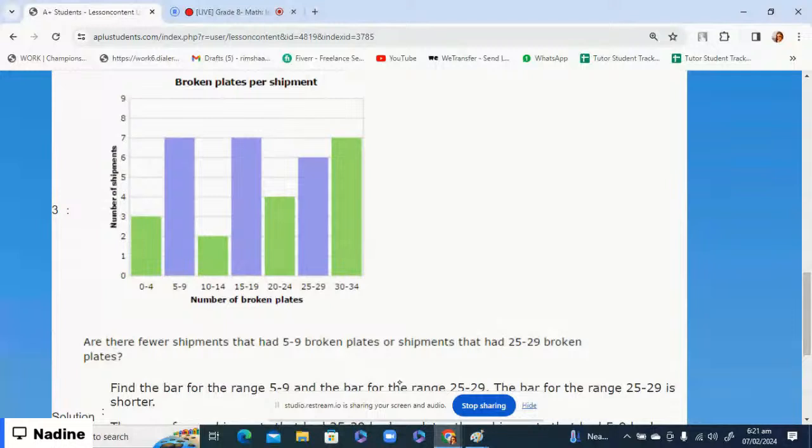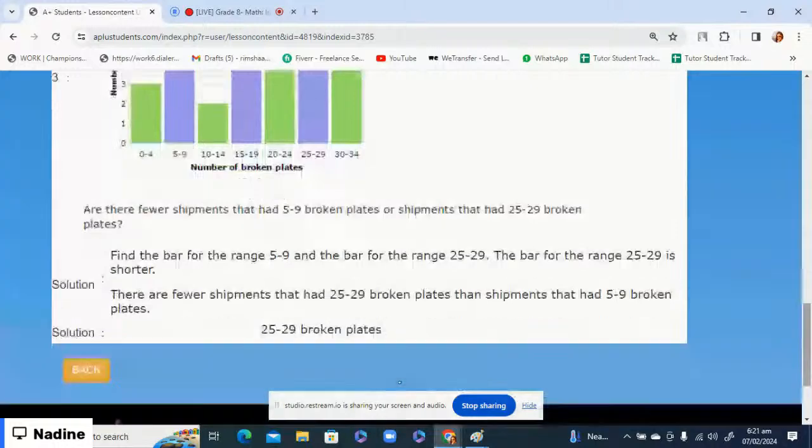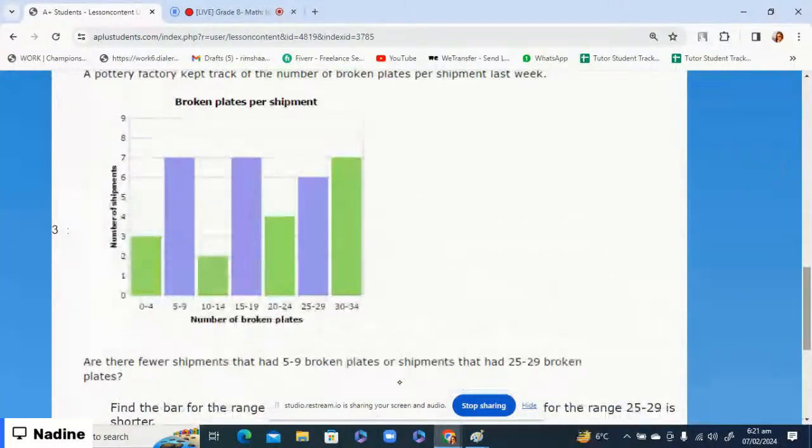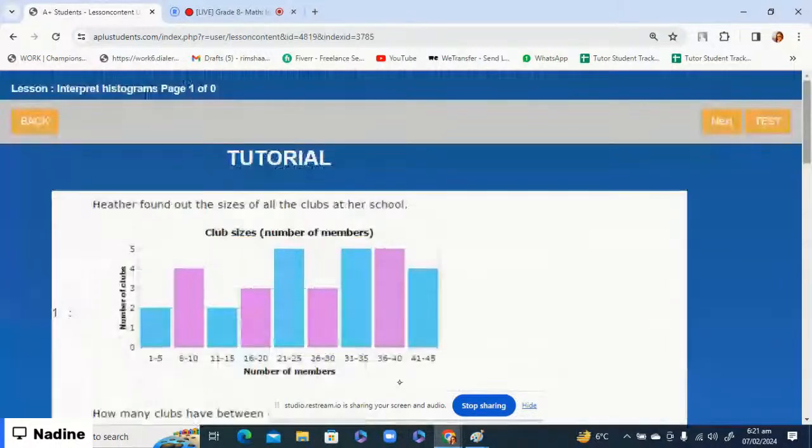So we check which has fewer shipments, 5 to 9 broken plates or 25 to 29. For 25 to 29 it's only 6, and for 5 to 9 it's 7. So which one is lower? That is 25 to 29. All right. Now let's do this one.